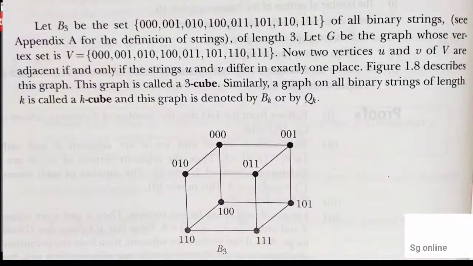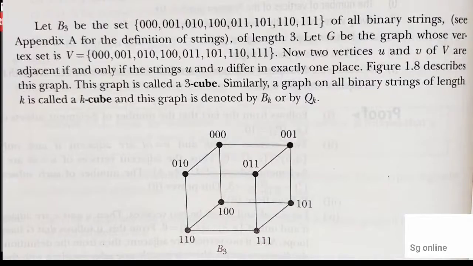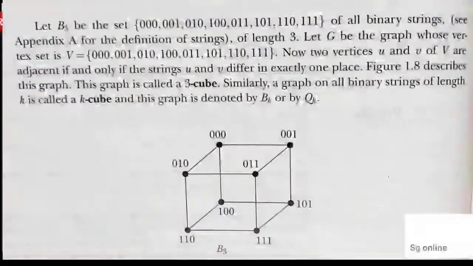But if you look at 0, 0, 0 and 0, 1, 1, you see that it is differing in 2 places. Only 0 is common, in one place, but it is differing in 2 places. So there is no edge between them. For example, 0, 0, 0 and 1, 1, 1 are differing in all 3 places, and so there is no edge between them. So our edge relation is nothing but that they should differ in exactly one place.